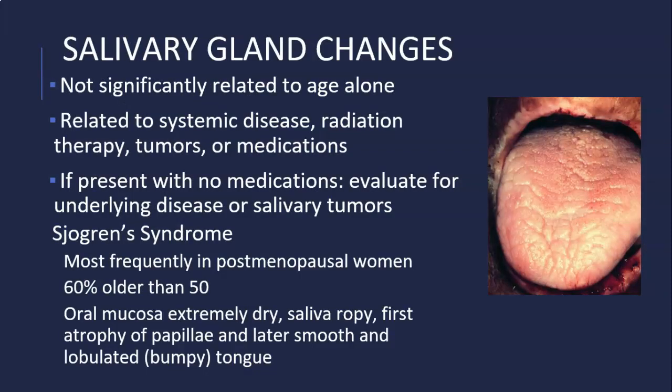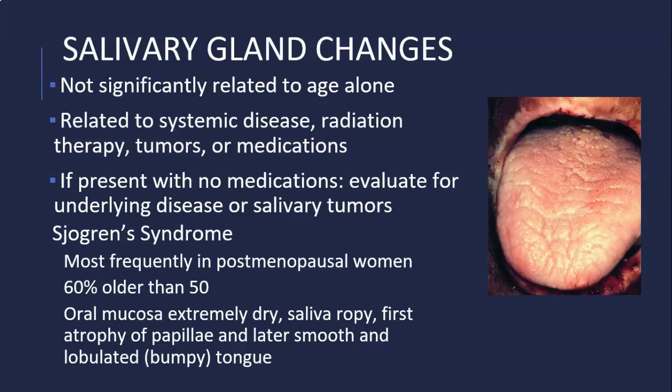Salivary glands, interestingly enough, are not necessarily going to shrivel up and die just because they're aging. Very often this is specifically related to medications and systemic diseases, so also things like radiation therapy, tumors, and of course medication, like I said. If present with no medications, then we want to evaluate for an underlying disease or salivary tumor.